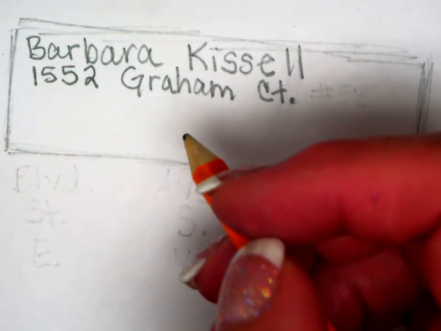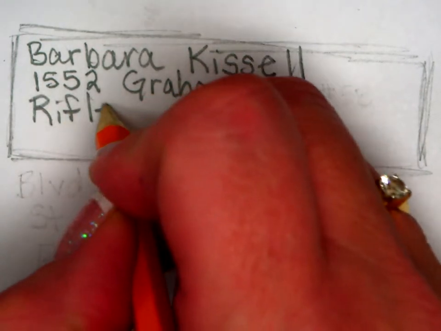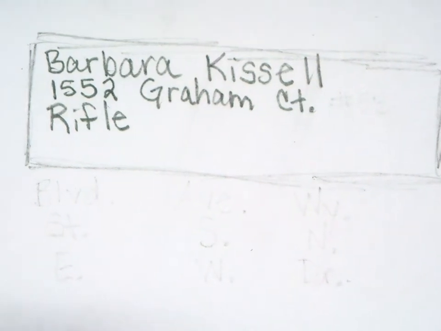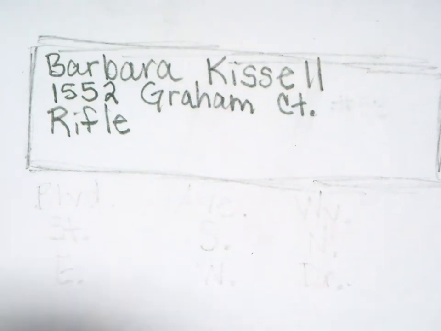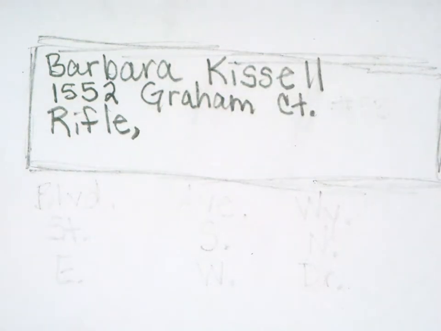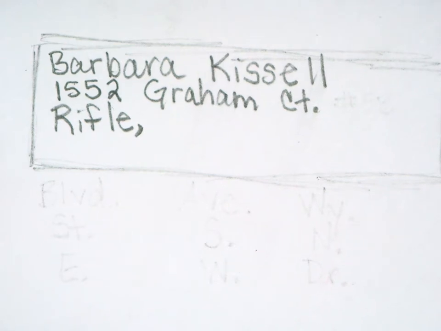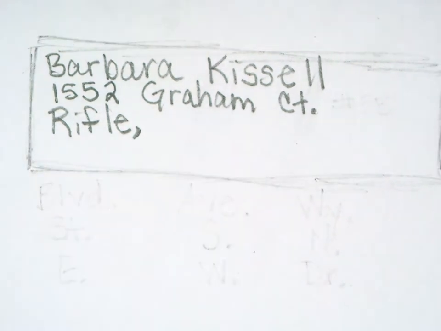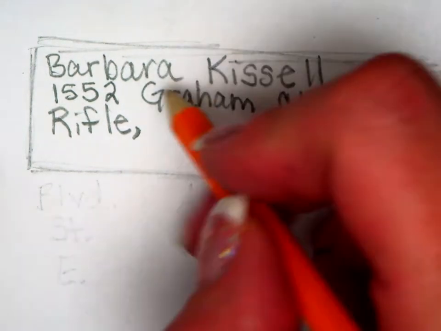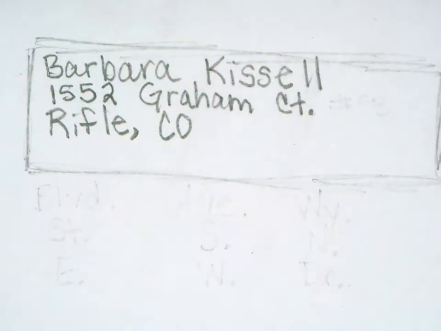So my city is Rifle. Many of you are writing to Lakewood or Littleton. Make sure you spell it right. Make sure you capitalize it. Spell out that city. And now everybody needs to put a comma after the city. Then we go into state codes. So that's the abbreviation for a state. States are 2 digits, 2 letters, and they are both capital letters. Colorado, all of you should know, are 2 capital letters, C-O.